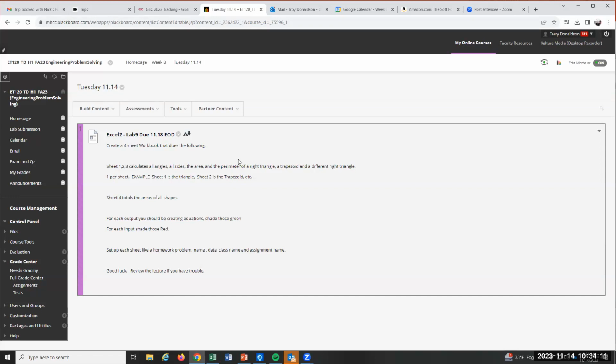And then the fourth one is going to be just adding up areas. So that's where you'll have to pull from cells from different sheets to add up the areas. I don't want you to recalculate the areas.